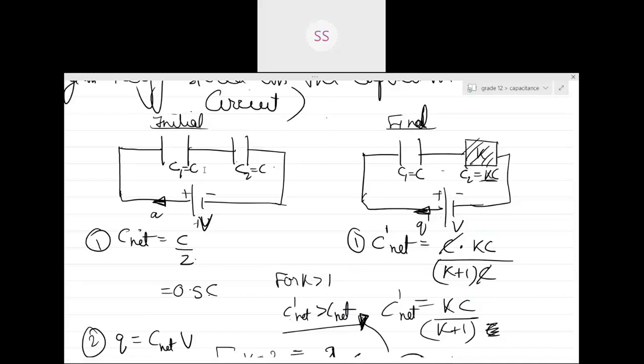Okay, since V is equal in initial and final, can we equate it? Like we can take it as Q by C and then equate it? But here this will be C net. Please remain with C net. C net by Q and C dash net by Q dash is V.